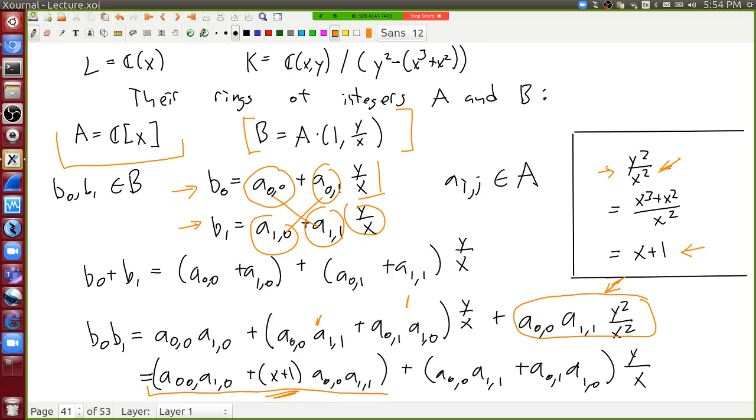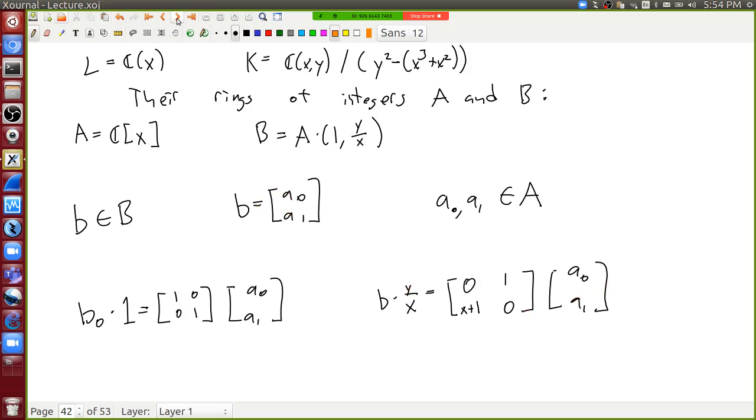I get a polynomial in x and another polynomial in x times y over x. So it still has the structure of something in the integral closure. And the most convenient way to write this is using a matrix notation here.